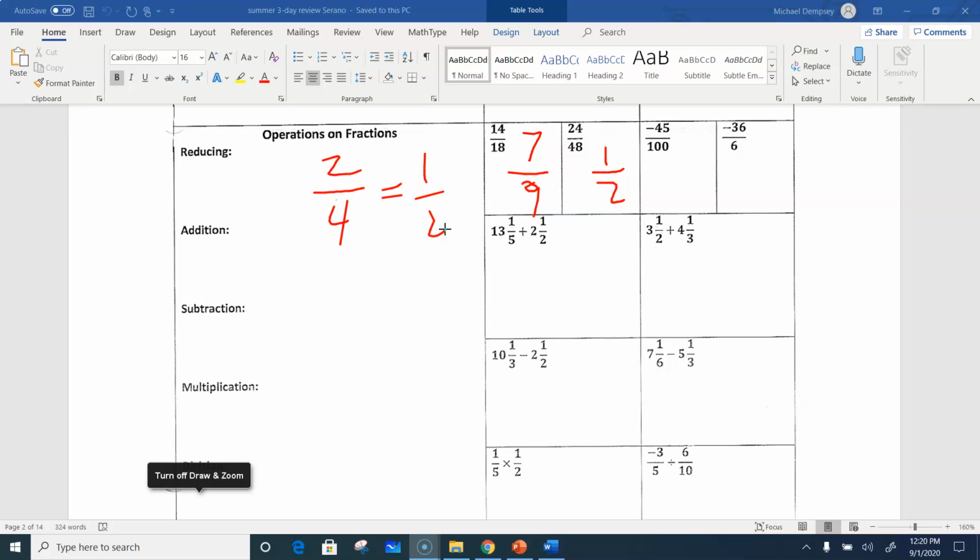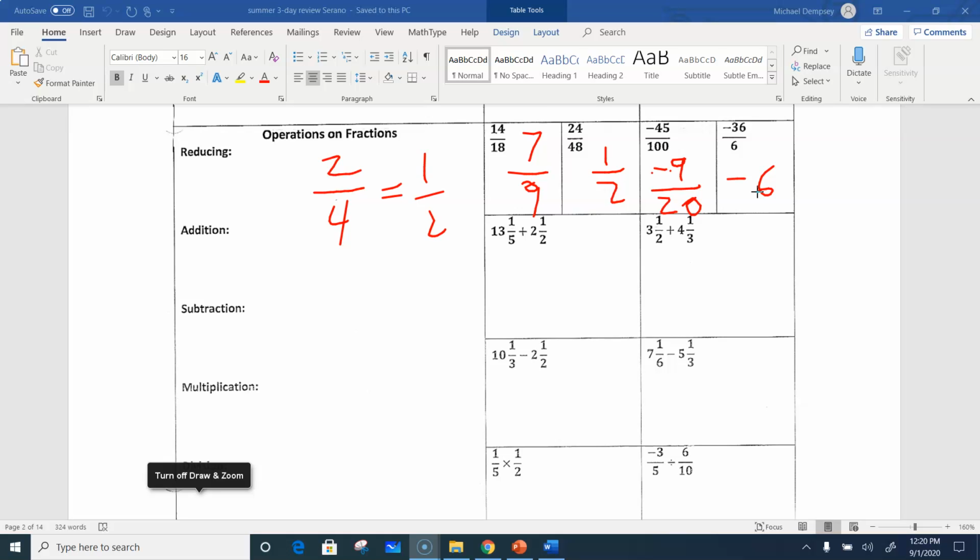Okay? Negative 45 over 100. The easy number to see here is 5. Right? If a number ends in a 0 or a 5, it's divisible by 5. So let's take negative 45, divide that by 5. We would have negative 9. And then let's take 100 divided by 5. That would be 20, so negative 9/20. Negative 36 over 6 is negative 6. Okay?